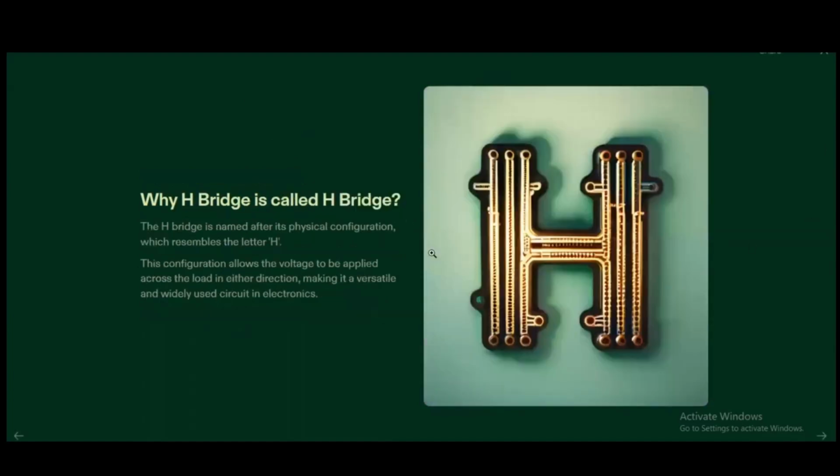Moving further, why is the H-bridge called H-bridge? As you can see, the letter H and our circuit also resemble each other. Here, the switches are placed one at this end, one at this end, this end, and this end, and in the middle horizontal line, the load is placed. So that's why this circuit is known as H-bridge.